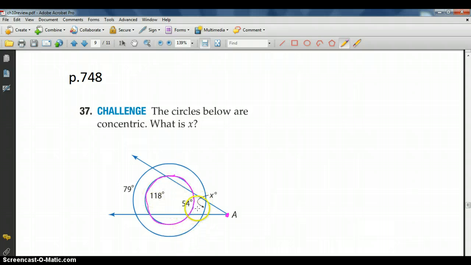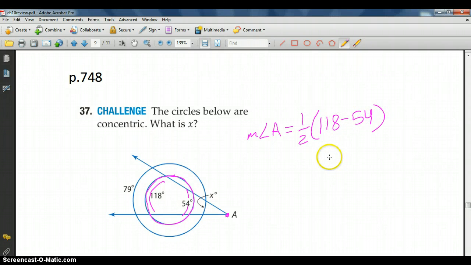So for this inner circle, our angle on the outside of the circle, so we'll say the measure of angle A is always equal to half of the difference of the intercepted arcs, or the arcs inside of this angle, here and here. So half of the difference of 118 and 54. So if we do that, we would get 64 divided by 2, or 32 degrees. So the measure of angle A is 32 degrees.